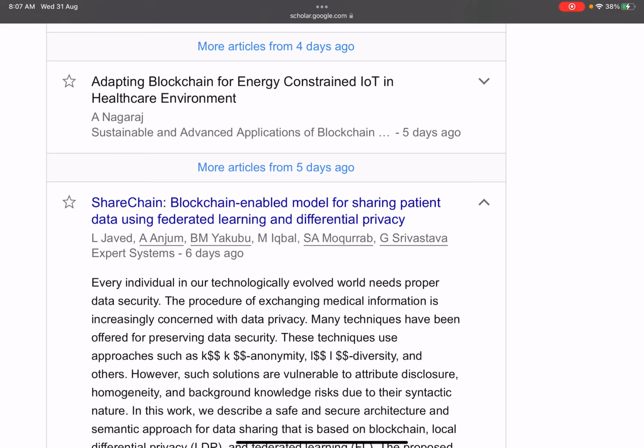So first of all it is a model. Second, it is a blockchain enabled model. So blockchain became fundamental there. Blockchain enabled model for sharing patient data. Now they're talking about, again, healthcare related data. They're talking about sharing, right? So they will not be worried about storage or whatever. They will only be worried about sharing.